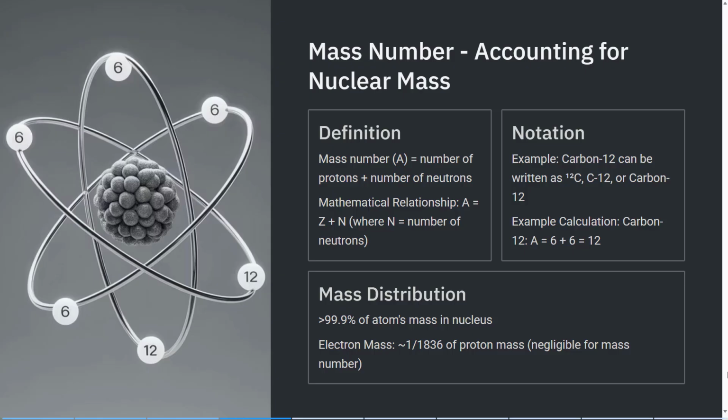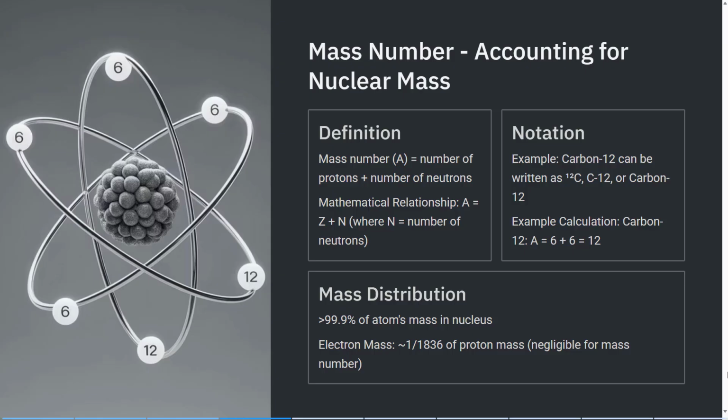Why don't we count electrons in mass number? Because electrons are incredibly light, about 1 over 1836 the mass of a proton. It's like trying to weigh a car while including the weight of a few paper clips inside it.